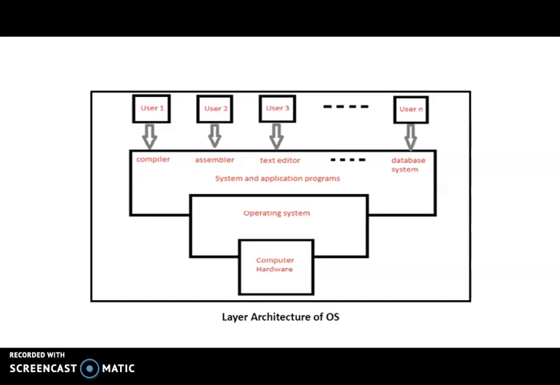In a computer system, you have a number of users. After that, you have application programs. The system and application programs contain various programs like compiler, assembler, text editor, database system. The compiler and assembler are a type of application program used to convert one language to another. Then you have a text editor, in which you can type your programs, and you have the database system, which is also part of application programs. After that you have the operating system, and then the computer hardware. So the user can interact with the operating system or the computer hardware via application programs. This is the simple layered architecture of operating system.